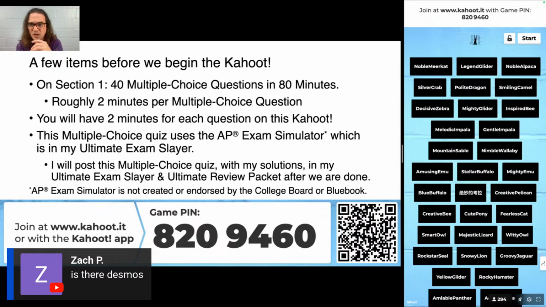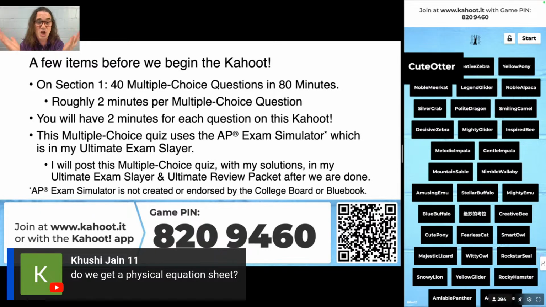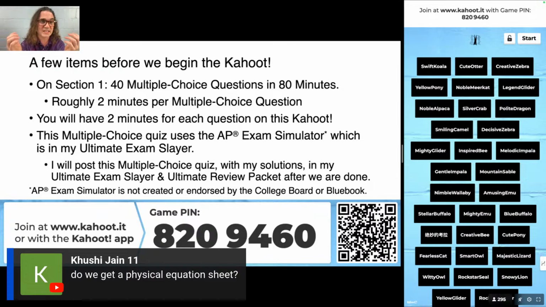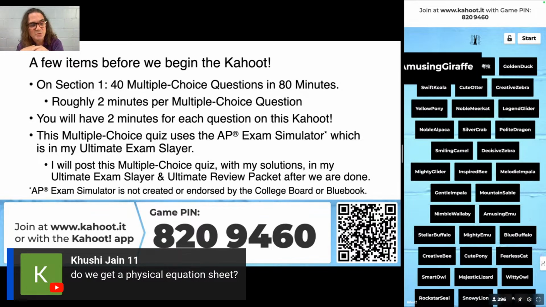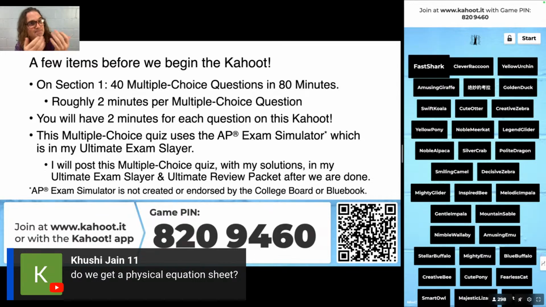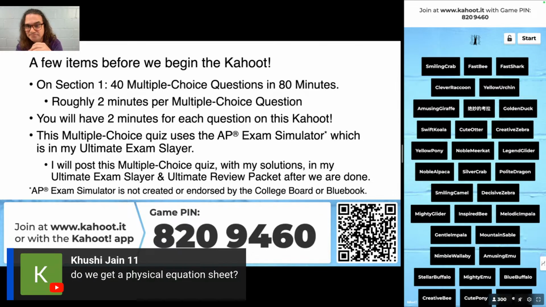Do we get a physical equation sheet? Unfortunately, no, you do not get a physical equation sheet. This is one of the things AP Physics teachers have been complaining about. You get the little pop-up in Blue Book. You should just be familiar with that. So please do that.